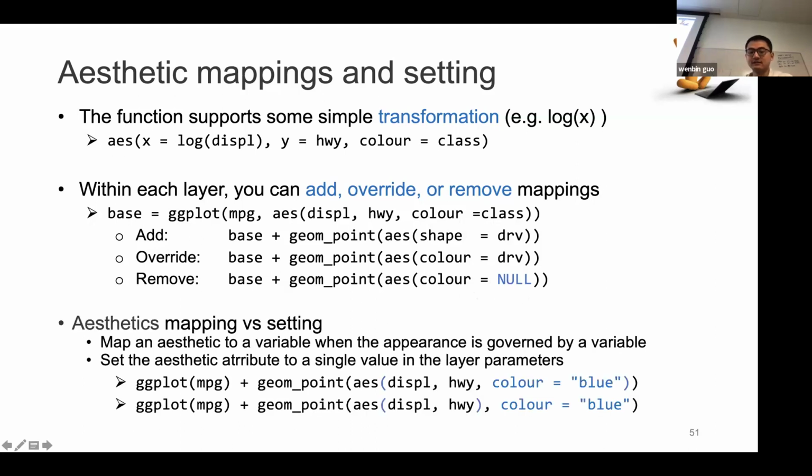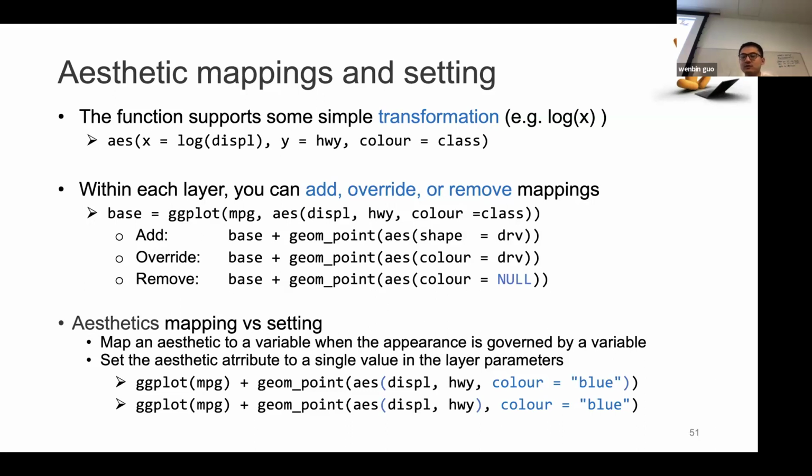So besides the aesthetic mapping, there is also another trick to do the aesthetic setting. Mapping is always when you want to map a variable to, for example, another variable. So this is called mapping. But with setting, you can actually set the variable to be a constant.